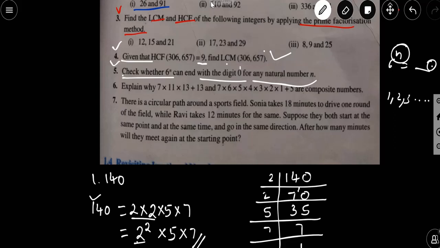See, in the textbook, one more problem is solved the same way. It is 4 to the power of n. You can just go through that. It is a solved problem in your textbook, with almost the same solution given there. So, 6 to the power of n can end with the digit 0 for any natural number n. Okay, so this is the problem.